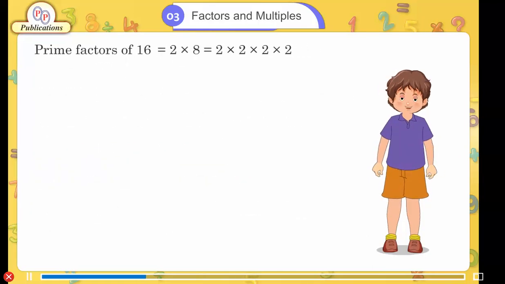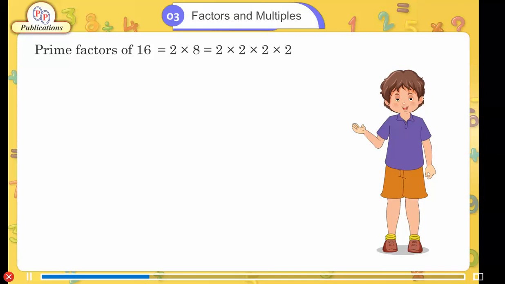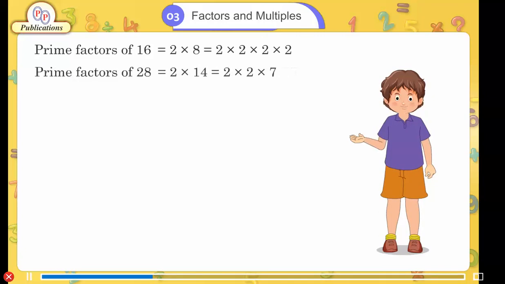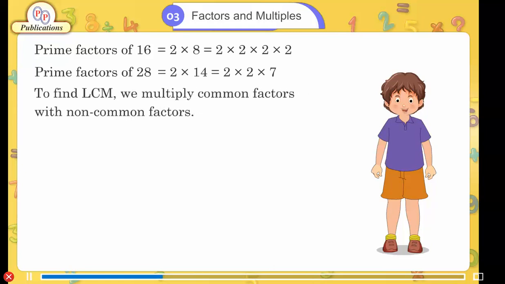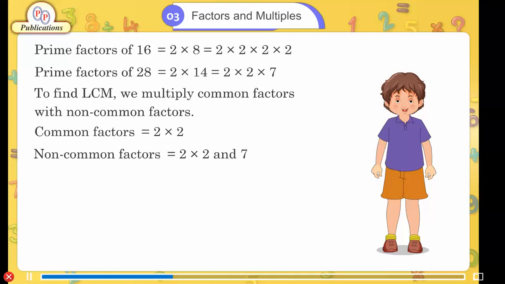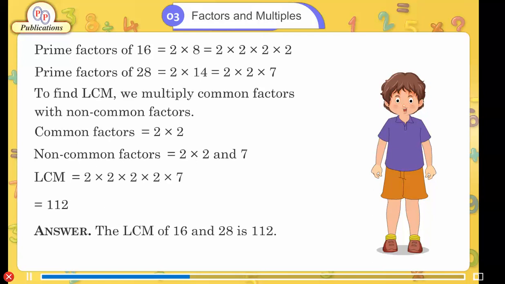Prime factors of 16 is equal to 2 into 8 is equal to 2 into 2 into 2 into 2. Prime factors of 28 is equal to 2 into 14 is equal to 2 into 2 into 7. To find LCM, we multiply common factors with non-common factors. Common factors is equal to 2 into 2. Non-common factors is equal to 2 into 2 and 7. LCM is equal to 2 into 2 into 2 into 2 into 7 is equal to 112. Answer: the LCM of 16 and 28 is 112.